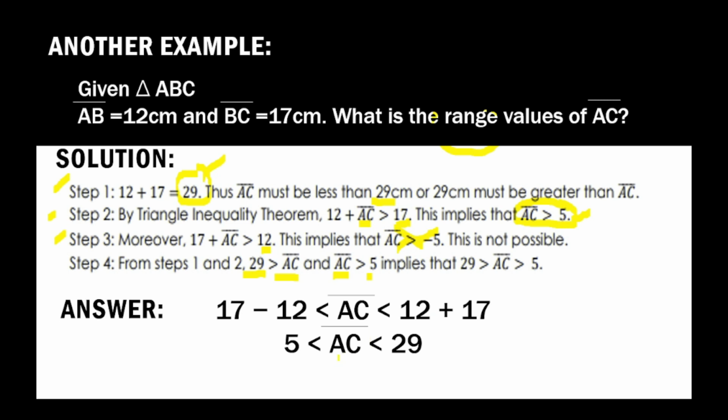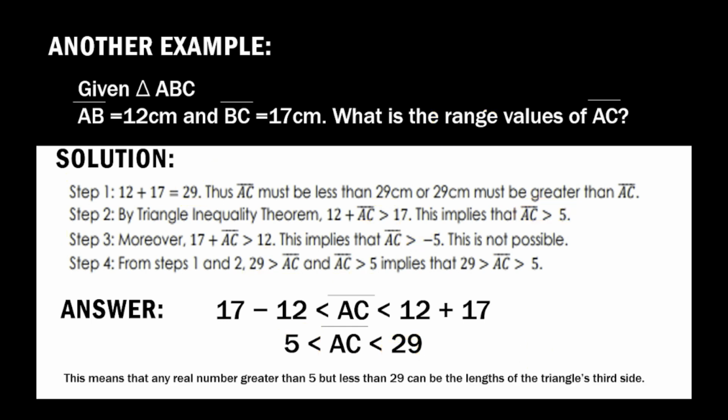So, what does it mean? Yung side AC ay dapat greater than 5, at yung side AC ay dapat less than 29. So, ano-ano yung mga possible values ng side AC? So, dahil greater than 5 siya, pwede dyan ang 6, 7, 8, 9, 10, hanggang 28. Ayan po. So, yan yung mga possible na measure ng ating side AC. Okay?